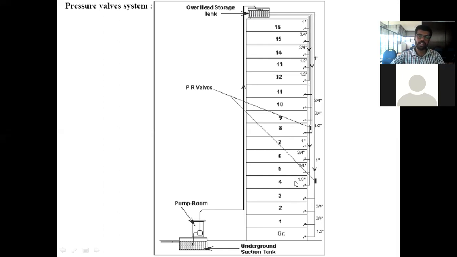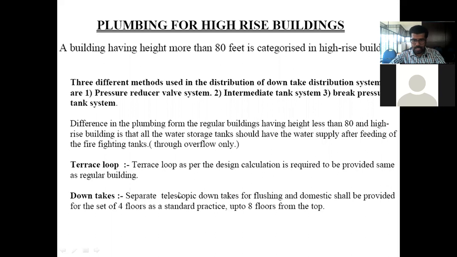So how are we trying to do this? From the underground suction tank, with the help of a pump, water is pumped to the overhead tank. And now listen carefully. You can see that 4 different pipes are taken: 1, 2, 3, 4. Why have we taken 4 pipes? Because we have always said that separate telescopic down takers for flushing and domestic use shall be provided for each set of 4 floors. So an individual pipe will be given for each set of 4 floors. There are 16 floors, so there will be 4 pipes, because 4 into 4 is equal to 16. You get the idea, right?